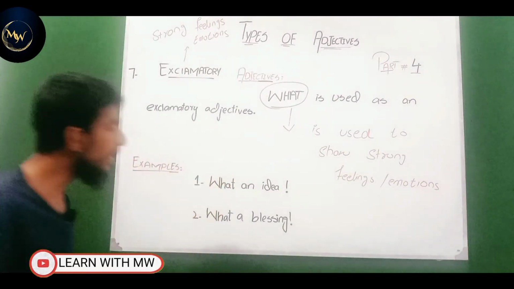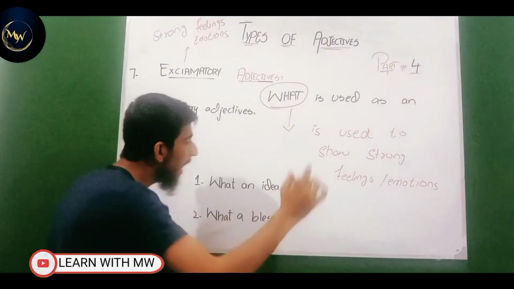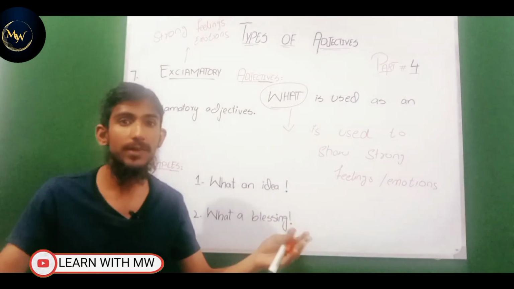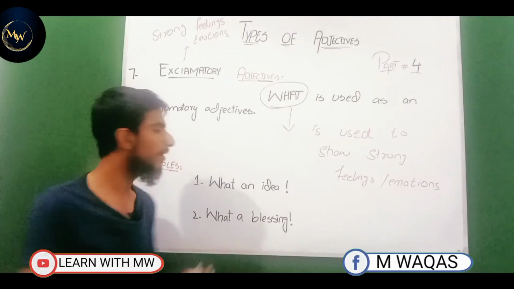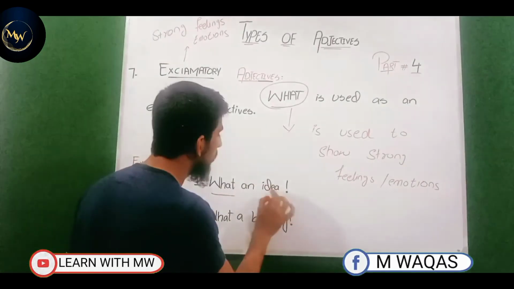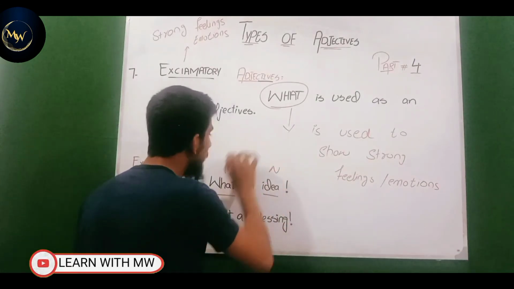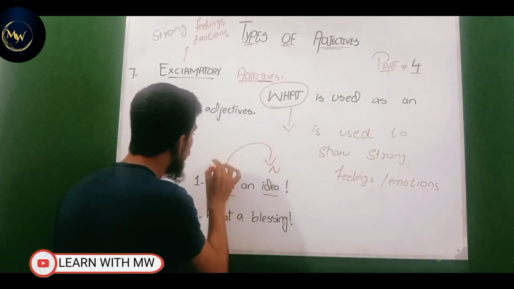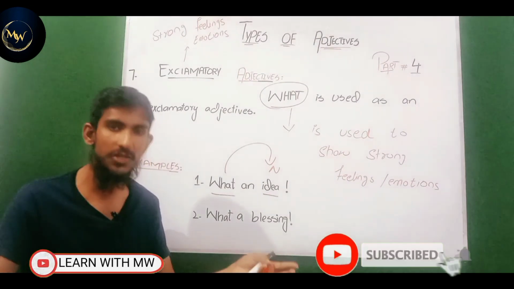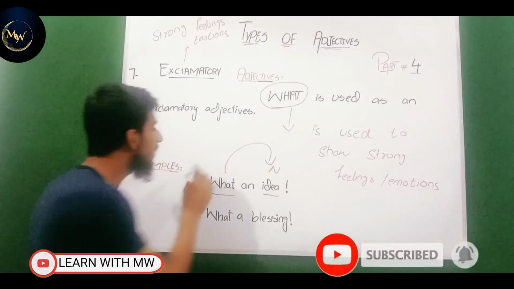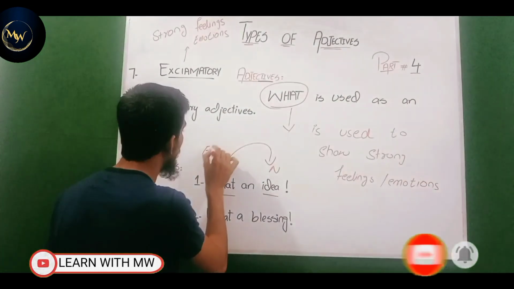Look at the example. Through examples we will learn it. What an idea! So, what an idea? There is a strong feeling, strong emotion. So "what" here is basically showing a noun, adding meaning to the noun. That's why, in "what an idea", a strong feeling, a strong emotion is involved. That's why the word is an exclamatory adjective.